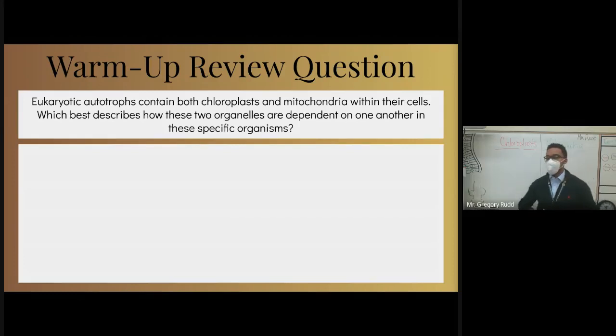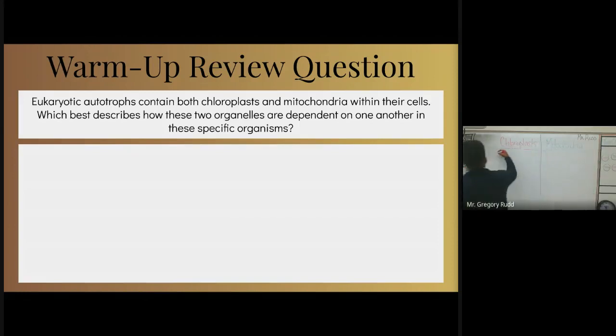See, we're in the last month. We have to review. We have to review. So we're going to start doing this a lot more often. Anything. Glucose. Where do you think I should write that? Okay. And why should I write it under chloroplasts, Rudy? Good. Excellent.